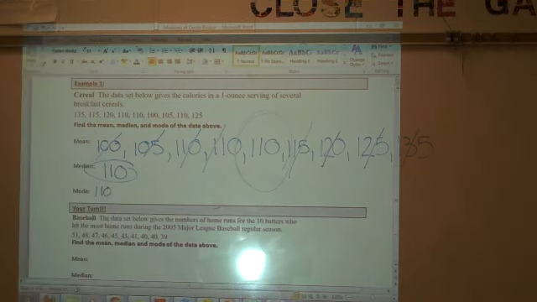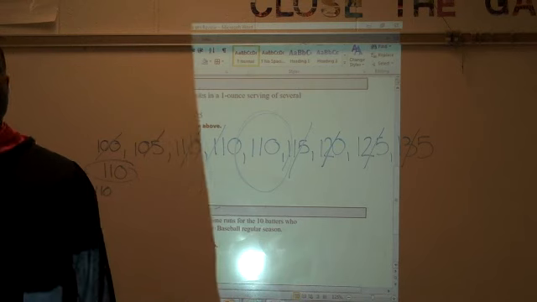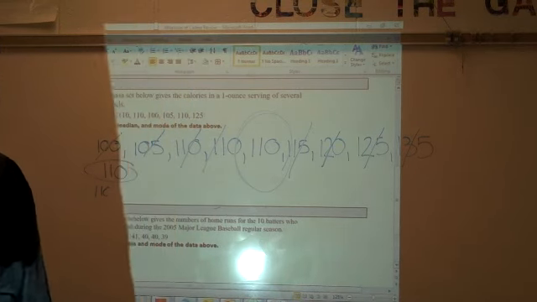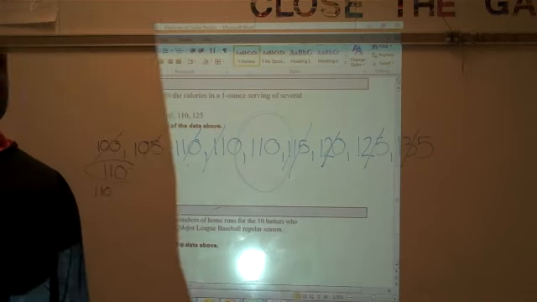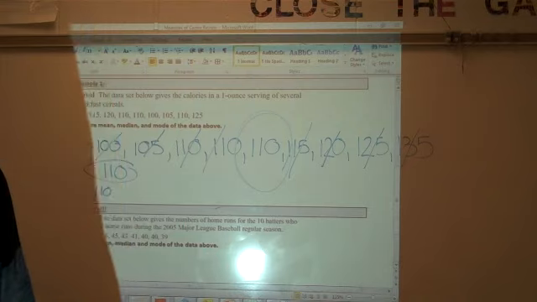The last thing I want you to do, complete before next Wednesday's or this Thursday's class, is complete the baseball example. At the bottom it says your turn. You have some statistics about home runs. I want you to find me the mean, the median, and the mode for those examples.